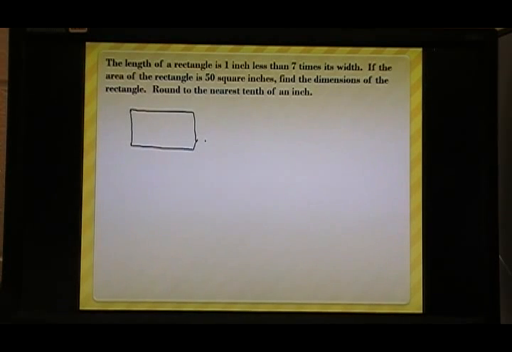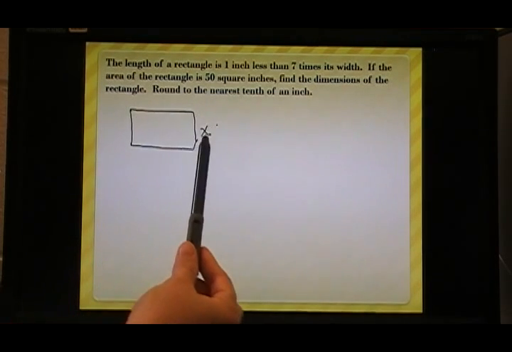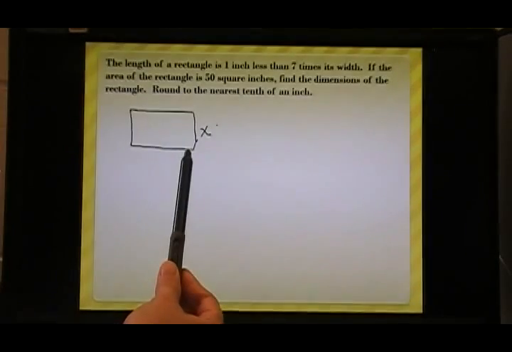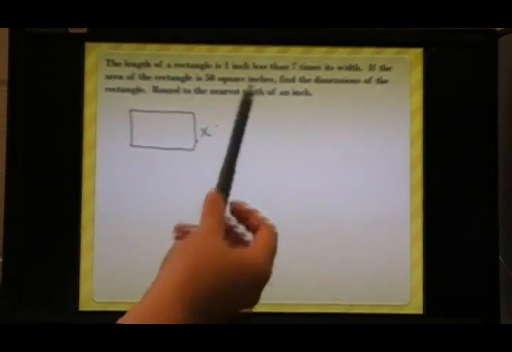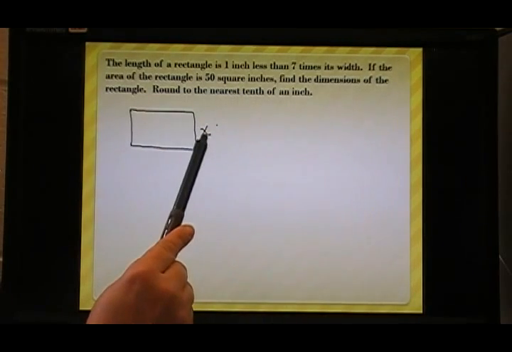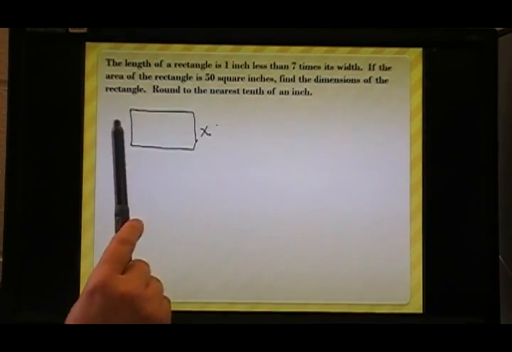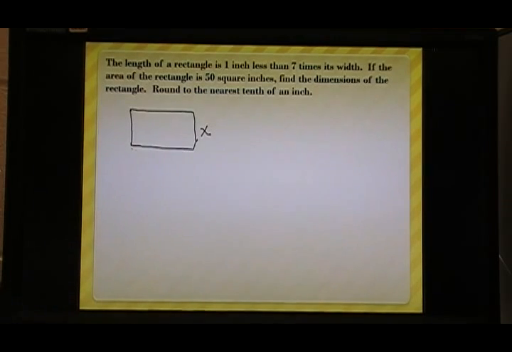So I don't work in L's and W's. I find people who do tend to get confused. I like to stick with x's, or some basic generic variable, and not get specific with lengths and widths. So I'm going to let x represent the width. Once I have something for width, I can write an expression for length. The length, I'm told, is 1 inch less than 7 times this, so 1 inch less than 7 times x is 7x minus 1.